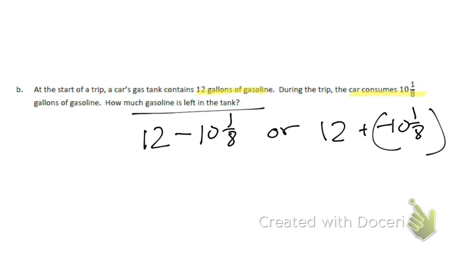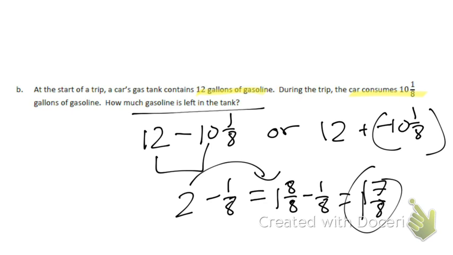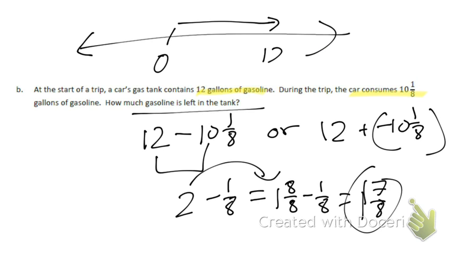Let's see, 12 take away 10 is 2. Take away 1/8 still. Some of you guys get 1 7/8 straight away. If not, remember that 2 can become 1 8/8, which is basically 2 here. You get 1 7/8. If you're doing the number line, right here, make sure you start at 0 and make sure you go to 12. I know it says you got 12. But we always want to draw that first arrow to that first number, and then you go back 10 1/8.